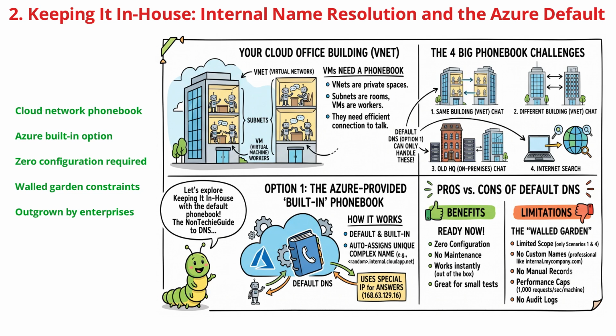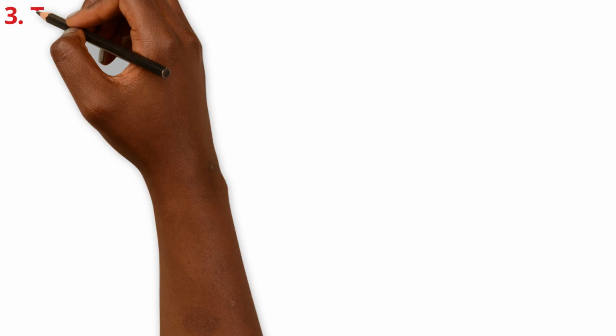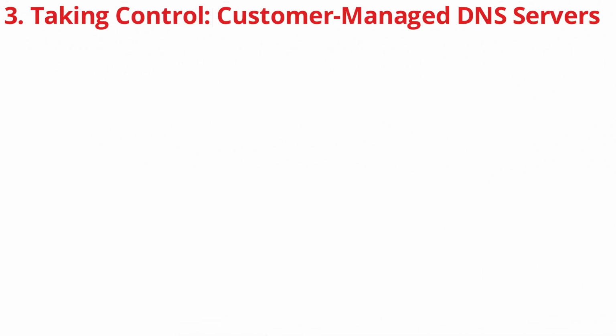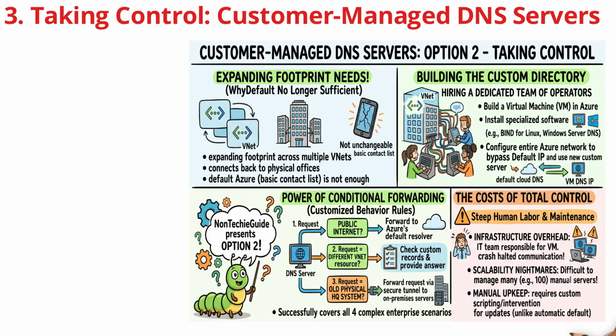To help you get started instantly, Azure provides a default built-in phonebook. It is ready right now with 0 configuration needed. However, it functions like a walled garden. While great for small tests, its limited scope, lack of customization, and performance caps mean growing enterprises will eventually need a more advanced option.